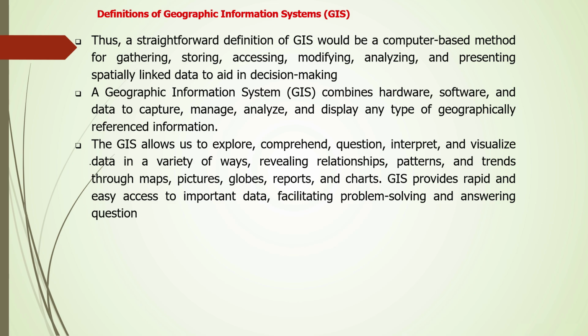That is, the spatial data are represented in maps, locations, while the attribute data describe further and provide more information about the spatial data. Therefore, geographic information systems will be described as a computer-based method for gathering, storing, assessing, modifying, analyzing, and presenting spatially linked data to aid decision making.